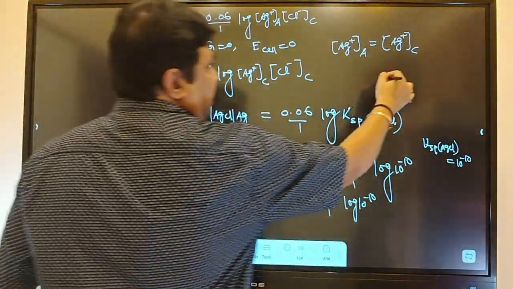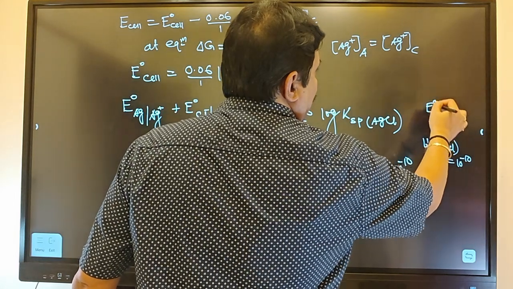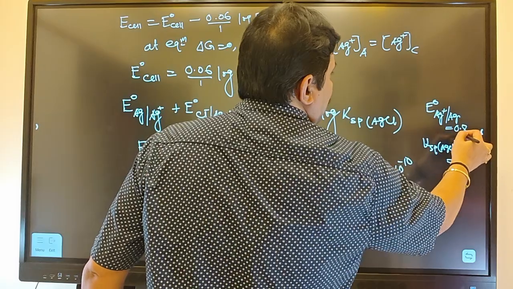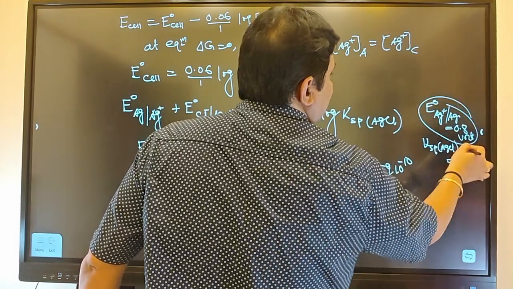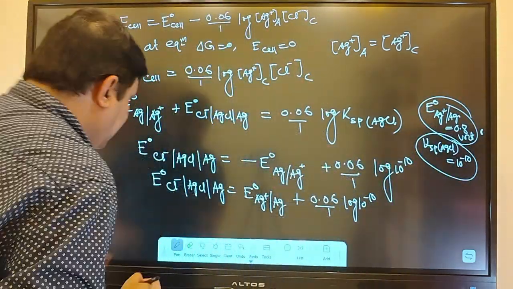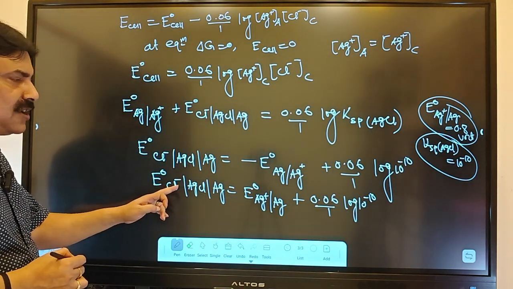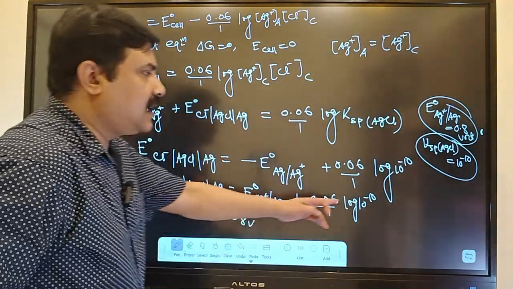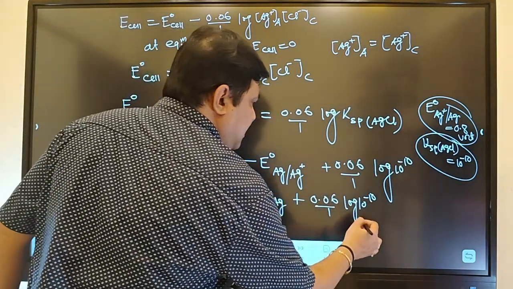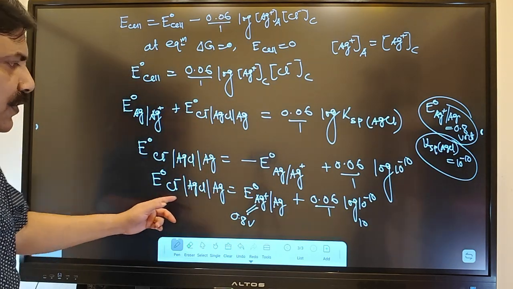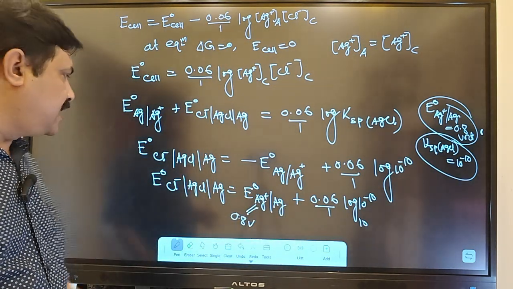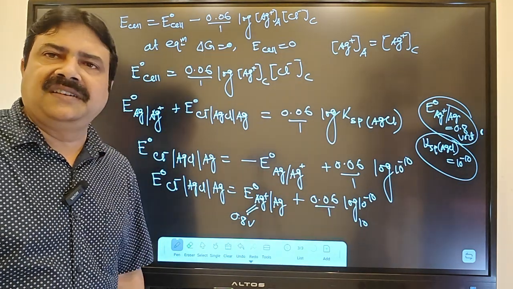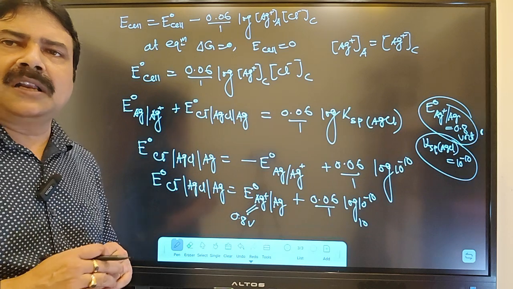Now this data is already in our hand. E naught of Ag plus to Ag is given; it is nothing but 0.8 volt. Ksp is also in our hand. Then this is the only question: they ask what this E naught value will be. Instead of these you put 0.8 volt, and log of 10 power of minus 10, base 10. So one equation, one unknown. From this equation you can simplify and get the value of E naught of Cl minus, AgCl, Ag. This is a very important model question of JEE Advanced.